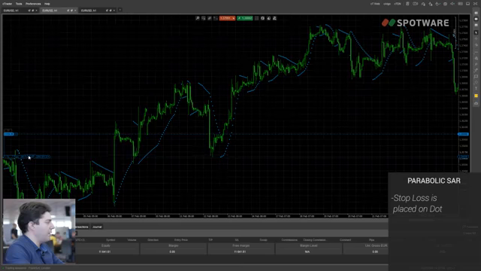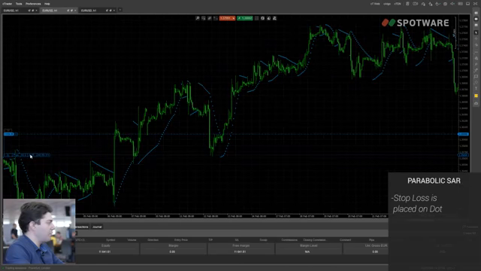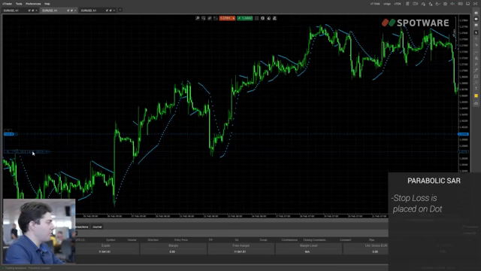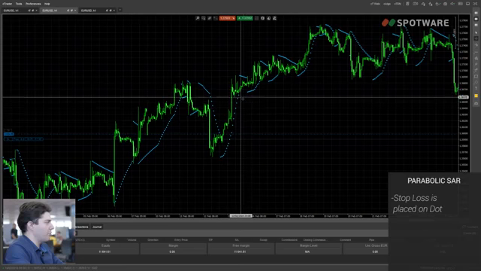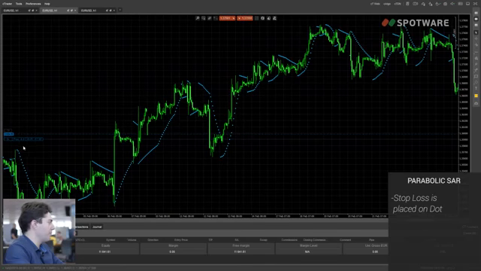Then every time the indicator plots another dot, we move our stop loss to the new dot. And this way it works greatly like a trailing stop, and our position is going to close here upwards.